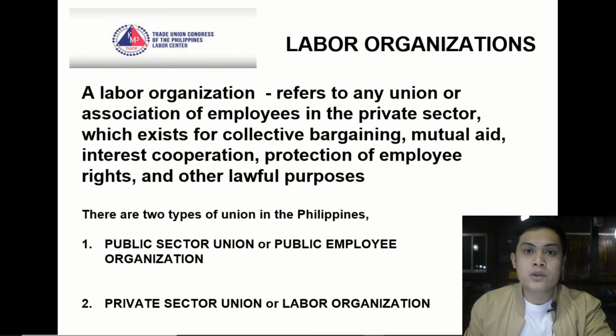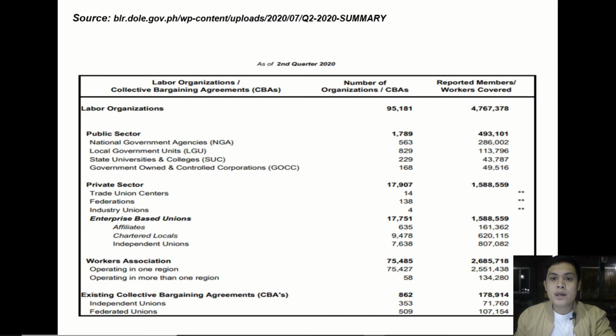Now, there are two types. Of course, the public sector union, which are the employees that work for government organizations, and the private sector union, which works for private sector organizations. As you can see in this data, as of the second quarter of 2020, there are a total of 493,000 members for public sector labor organizations, and a total of 1.5 million members for private sector labor organizations. So you can see the distribution: there are really a lot more labor organizations in the private sector compared to the public ones.